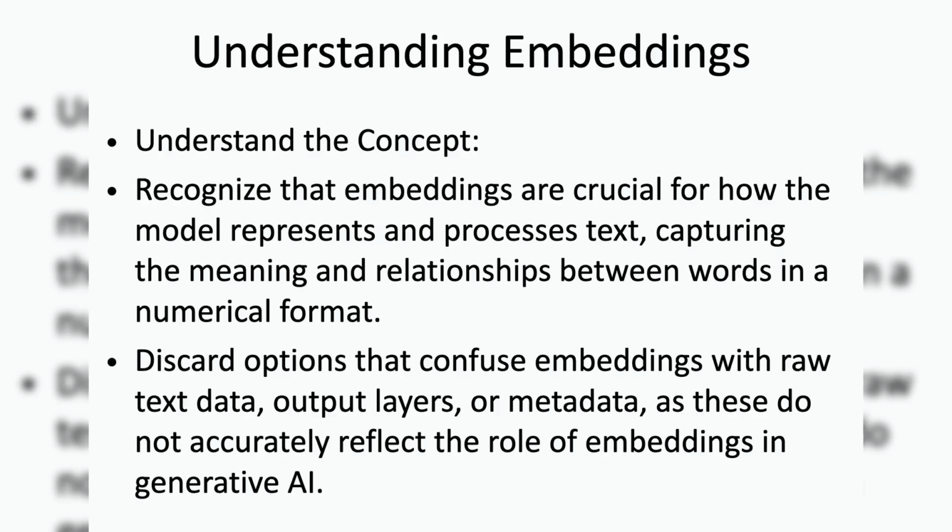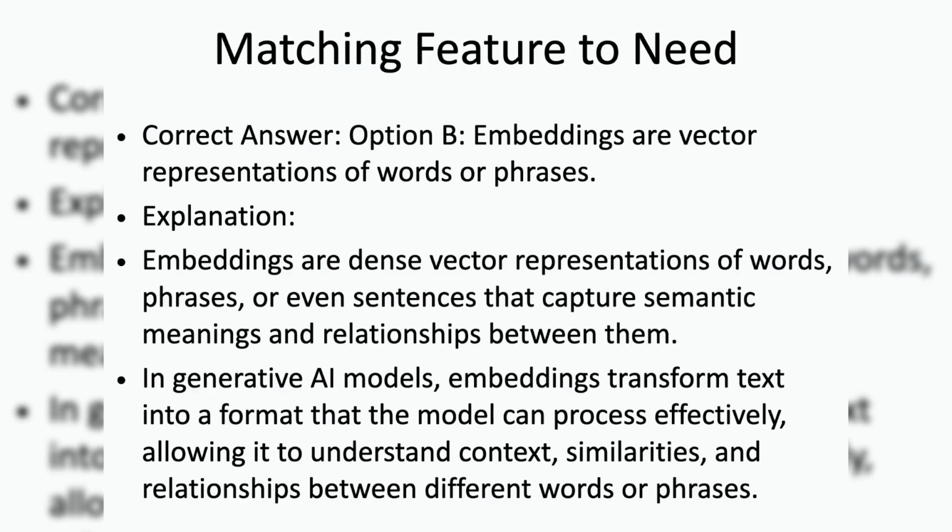To solve this question, the first step is to understand the purpose of each option and then eliminate the ones that clearly don't fit. Understand the concept. Recognize that embeddings are crucial for how the model represents and processes text, capturing the meaning and relationships between words in a numerical format. Discard options that confuse embeddings with raw text data, output layers, or metadata, as these do not accurately reflect the role of embeddings in generative AI. Now match the feature to the need. Identify that embeddings are related to how the model understands and generates text, aligning with option B.